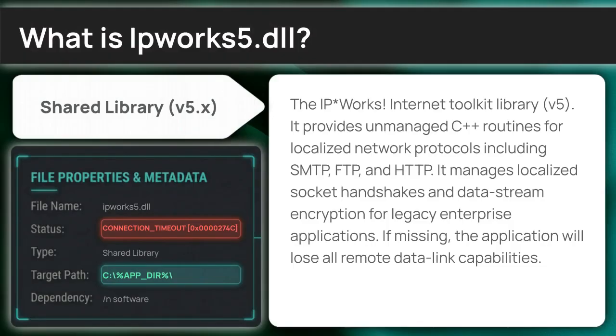This is the ipworks5 library, the IPWorks Internet Toolkit Library, v5. It provides unmanaged C++ routines for localized network protocols including SMTP, FTP, and HTTP. It manages localized socket handshakes and data stream encryption for legacy enterprise applications. If missing, the application will lose all remote data link capabilities. Since we've covered what this file is, let's move to the primary fix.